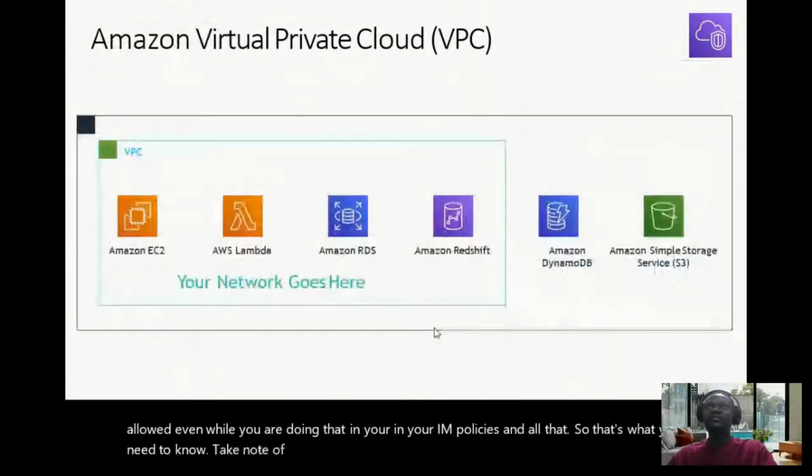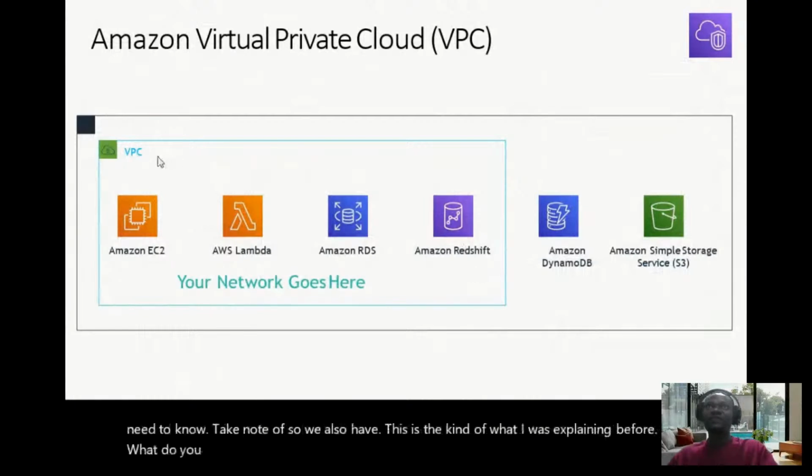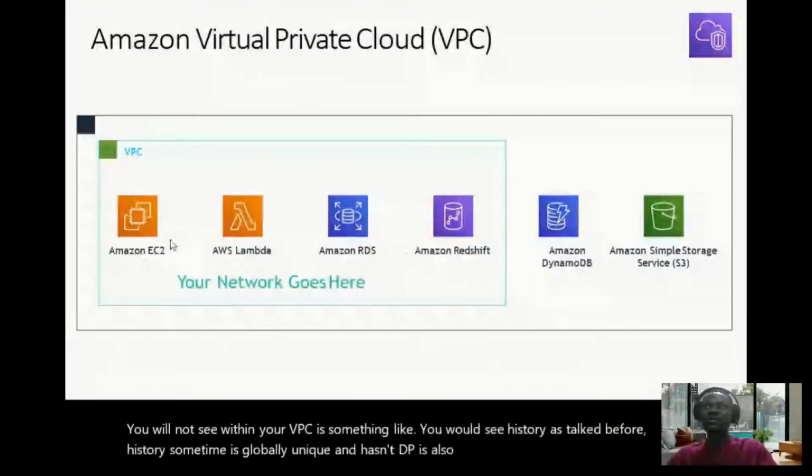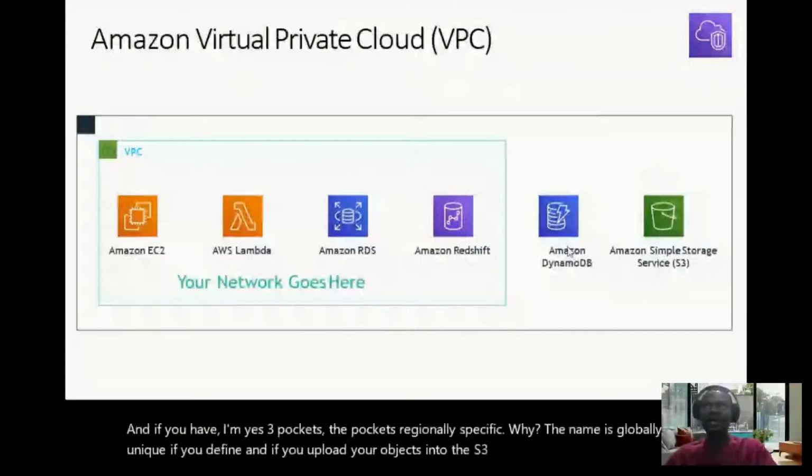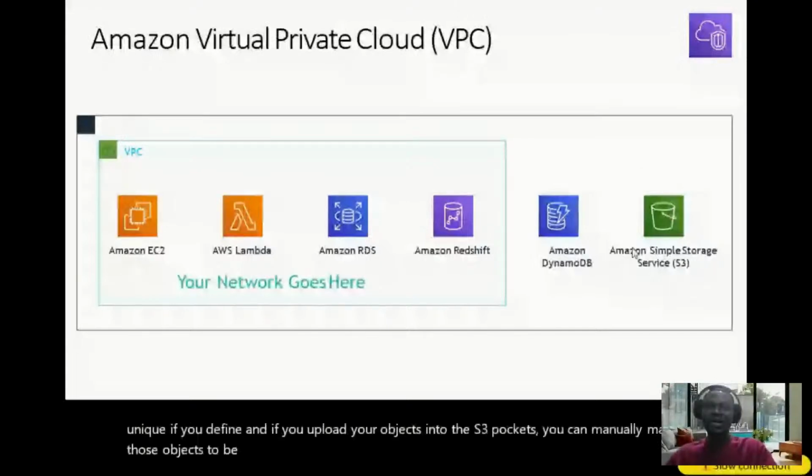So we also have this, which is what I was explaining before. What you will not see within your VPC are serverless services. You won't see S3, as talked about before. S3 is globally unique, and Amazon DynamoDB is also globally unique. Therefore, they will not be within the VPC. If you have an S3 bucket, the bucket is regionally specific while the name is globally unique. If you upload your object into your S3 bucket, you can manually make those objects available in other regions through what is called replication. You need to manually set that up.